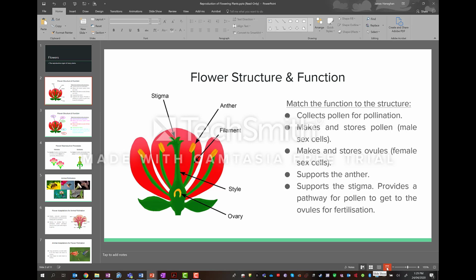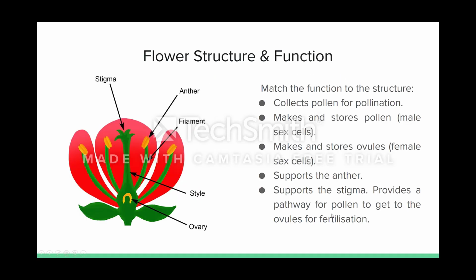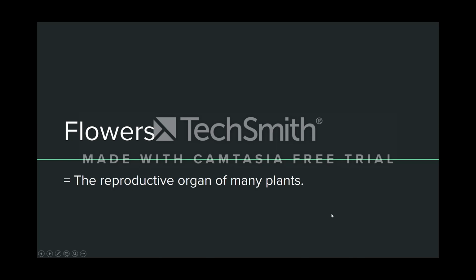Hi Year 11. This video is designed to help you with your understanding of flowers and flower structure as part of our pests internal. Now, why are we talking about flowers? Well, really simply, flowers are going to be the reproductive organ of any plant. So they're going to be involved in that plant being able to pass on its DNA and have offspring. Okay, that's what reproduction is.